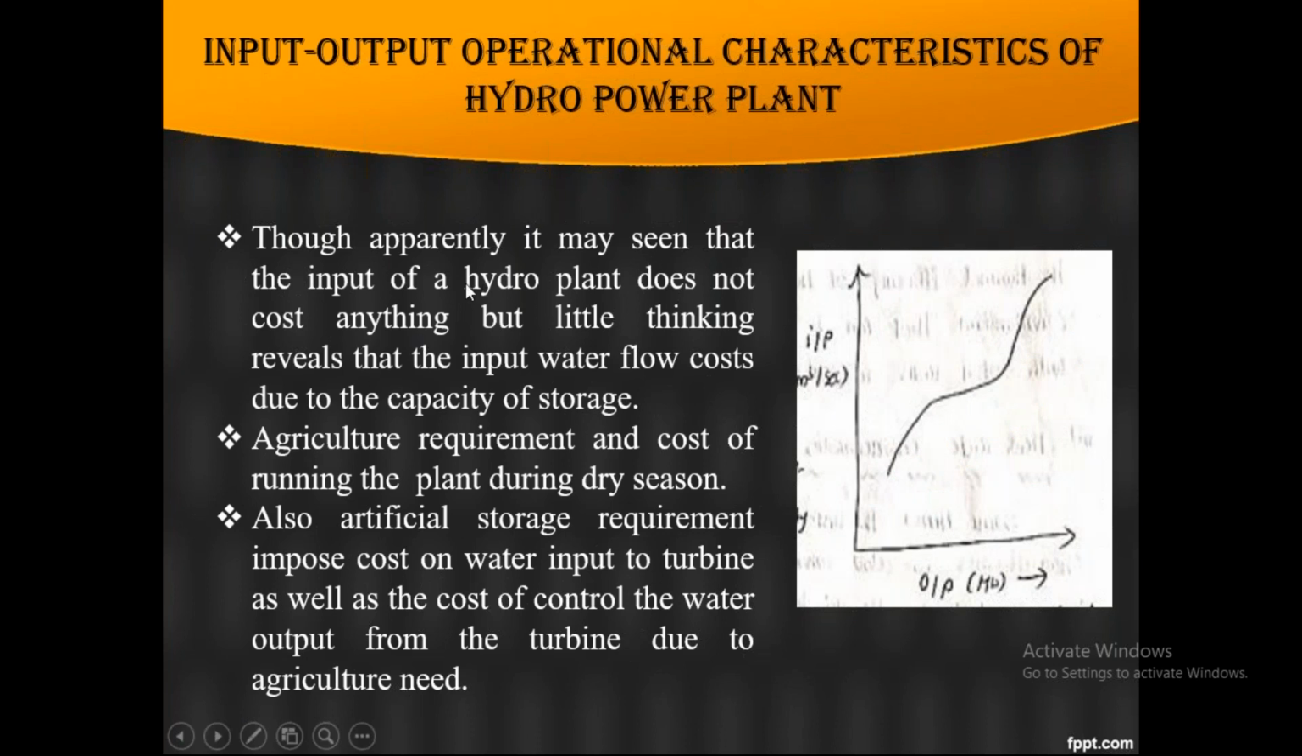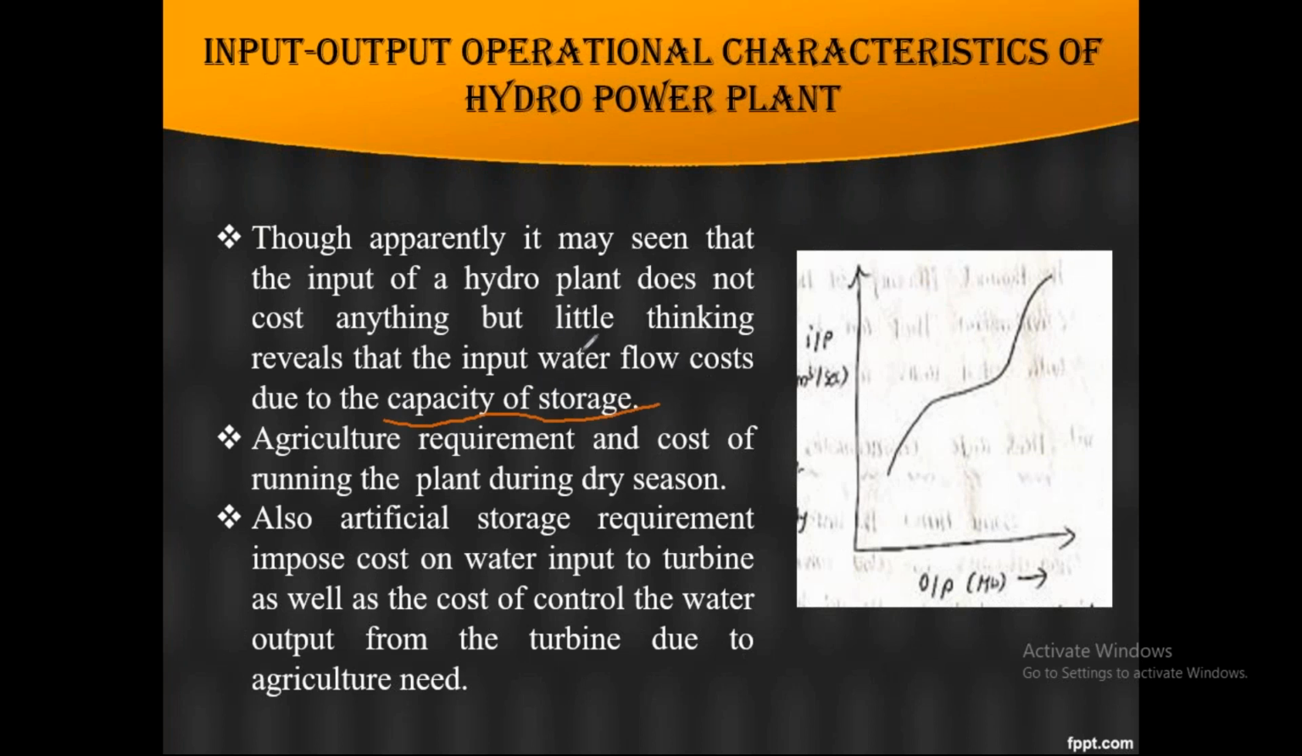The previous one was the thermal power plant, and this one is the input output operation characteristics of a hydro power plant. In a thermal power plant, the input is heat rate. What heat we are producing, based on that heat the steam will be generated. But in the case of hydro, it completely depends on the storage capacity. So based on the storage capacity only we can generate the power.